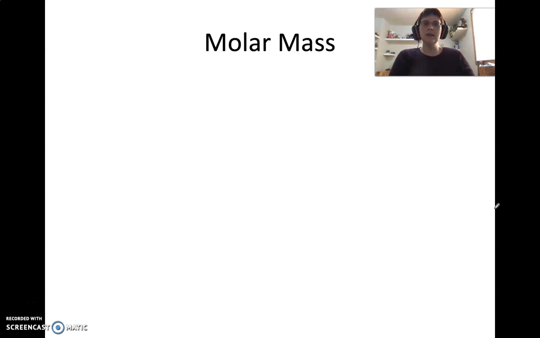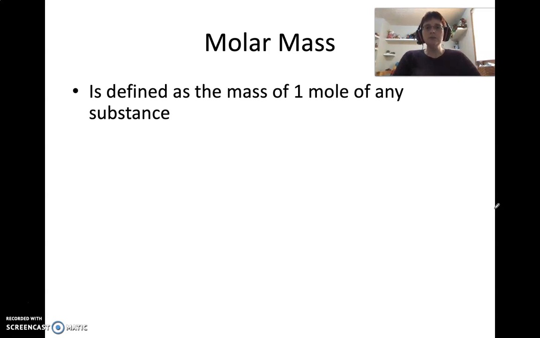All right, this is lecture 6 from chapter 10, and the last set of topics from this chapter are working on calculating molar mass. This is using the information that we just learned in our last lecture about Avogadro's number and the atomic mass from the periodic table. So what is molar mass? Molar mass is the mass of 1 mole of any substance, whether it is an element or a compound.